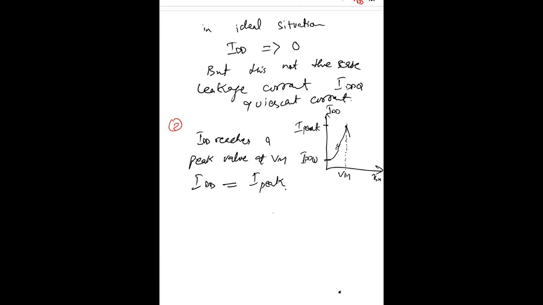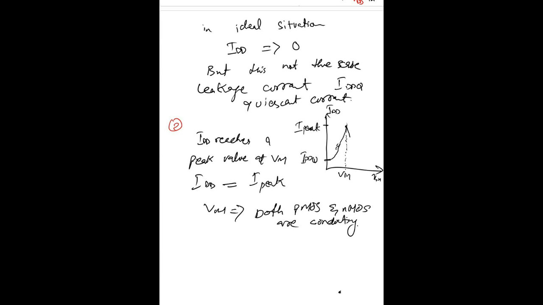And we can also say that at this Vm, both PMOS and NMOS are conducting. Both MOSFETs are conducting. So the current reaches its peak value.